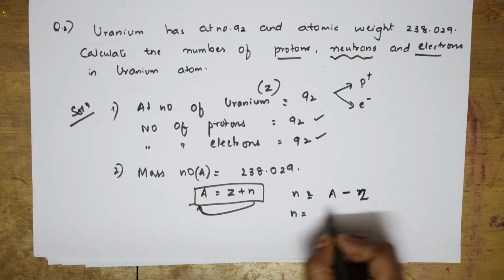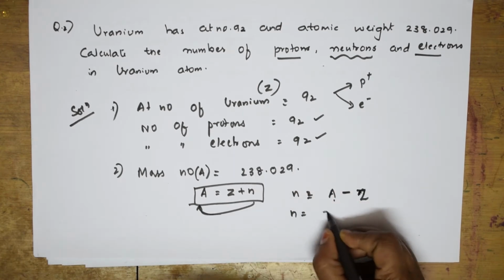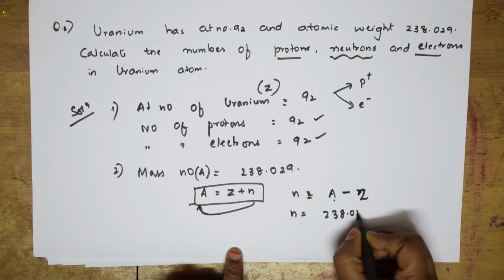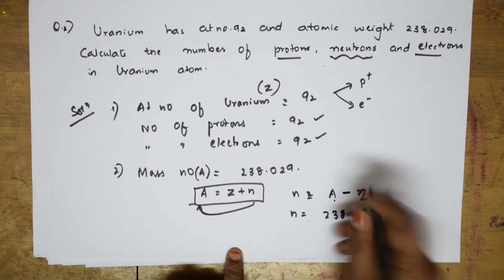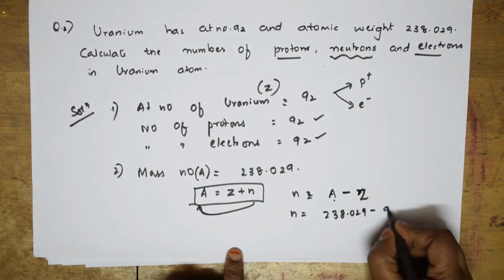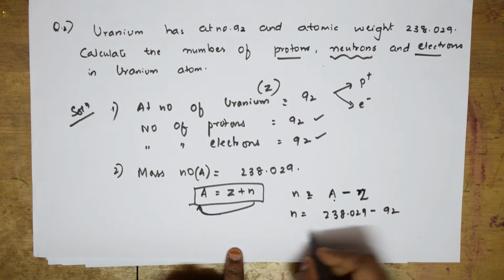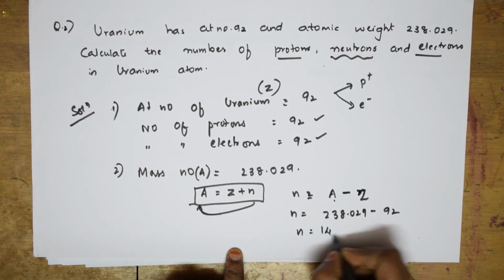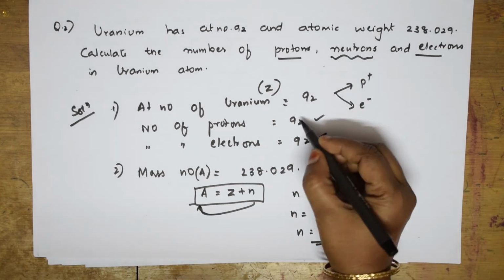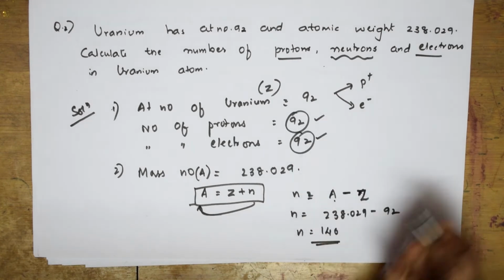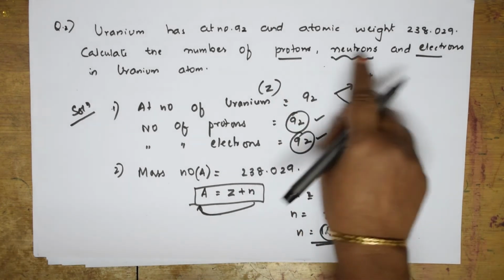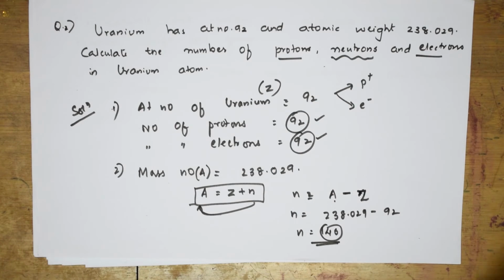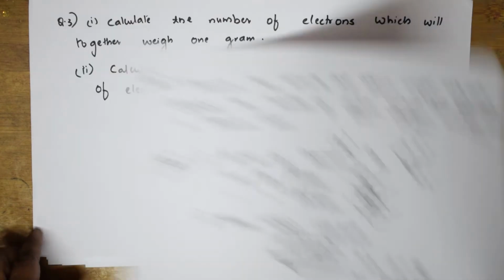So N is equal to, what is the A value here? 238.029 minus the Z value, that is the number of protons and electrons, 92. N is equal to 146. This is the answer. So this is one answer, this is the second answer, this is the third answer: protons, neutrons and electrons. That's easy, isn't it? Right. Now let's come back and do one more numerical.